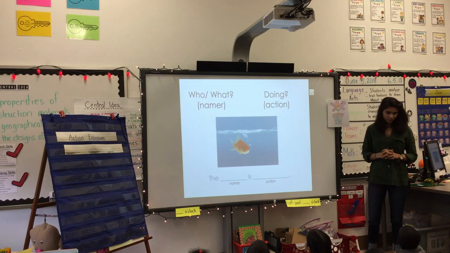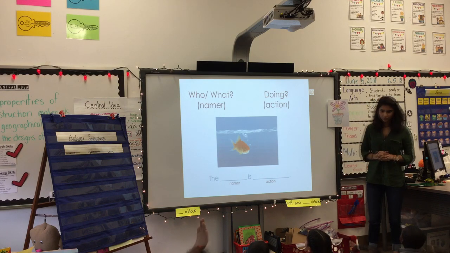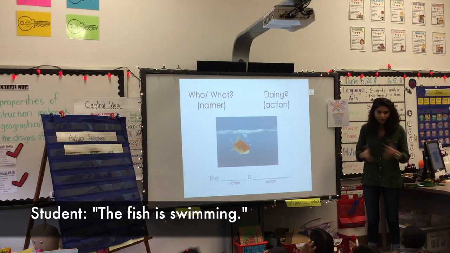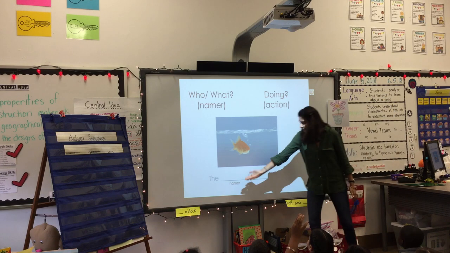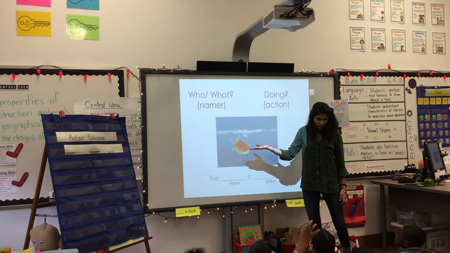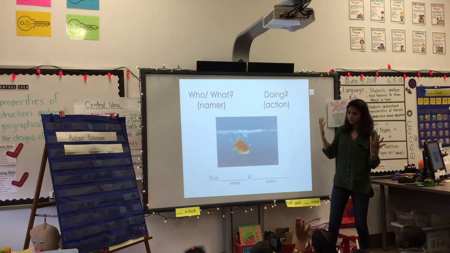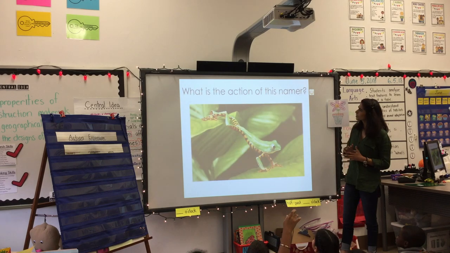How would we describe this picture? Fish is swimming. Excellent. That's our simple sentence. We've got the namer, which was what, boys and girls? Fish. And the action, which was? Swimming. Super. What about the action on this namer?